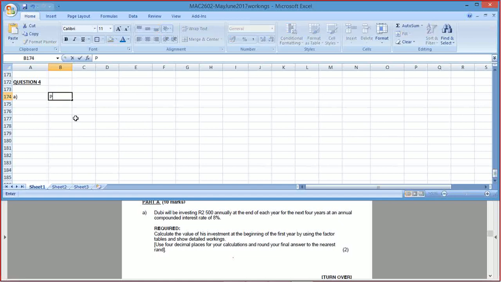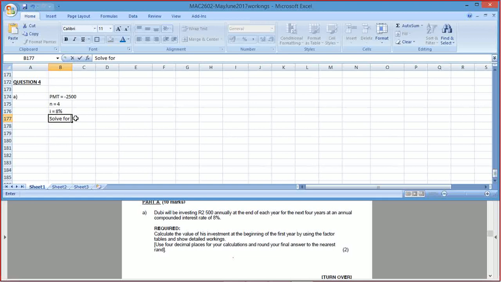Right, so all you're going to do is literally plug in your values. So you're investing that annually. So that's your PMT. If you're investing, to be accurate, it'll be an outflow. So minus 2,500. At the end of each year, so that's normal end mode for the next 4 years. So N is 4. At a rate of 8%. Calculate the value of the investment at the beginning of the first year.